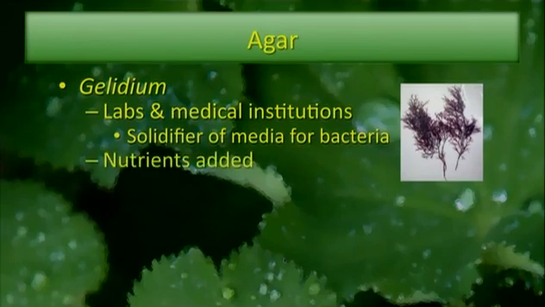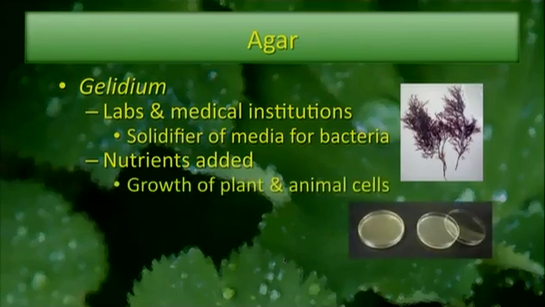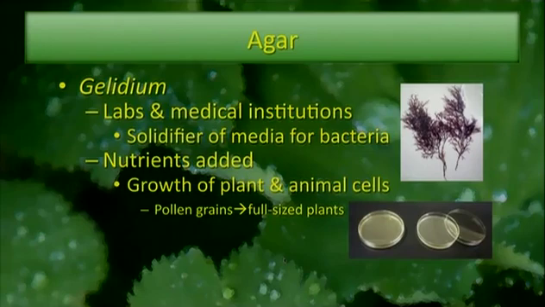They add nutrients to the agar, sometimes things like coconut endosperm. They grow plant and animal cells in it. Here's some agar in some petri dishes. Pollen grains can be grown to full-size plants on agar with enough nutrients and hormones and vitamins and minerals. They're used in orchid tissue cultures, very important in propagating orchids. I worked at an orchid tissue culture lab once.